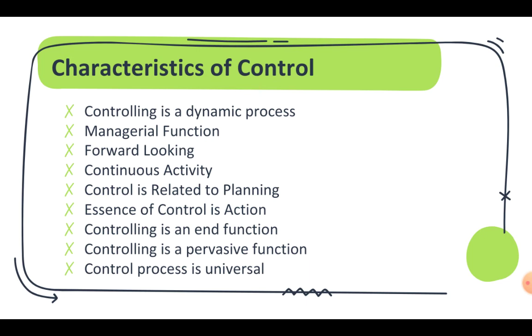And the next characteristic of control is that it's a managerial function. By now, we know that controlling is one of the main important functions of management, which include planning, organizing, staffing, directing, controlling, and so on. So controlling, though it's not the main function, is yet a very important function, and it has to be carried out by almost all of the managers at different levels.